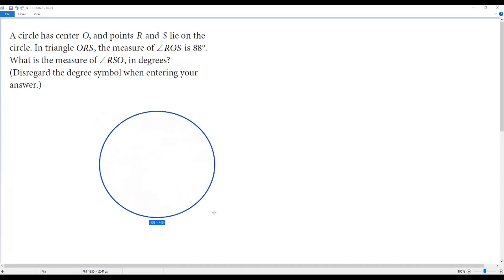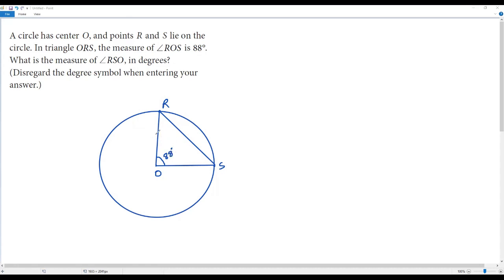Okay, let me draw a circle over here and mark the center O here and the points R over here, S over here. Now let me connect the center O and the point R and also the center O and point S. Now let me connect the 2 points R and S on the circle. Here I got the triangle ORS and we have the information that the measure of angle ROS is 88 degrees. Here we have the angle ROS, its measure is 88 degrees.